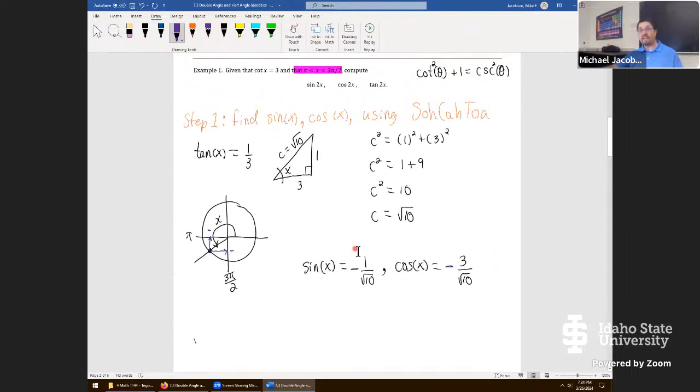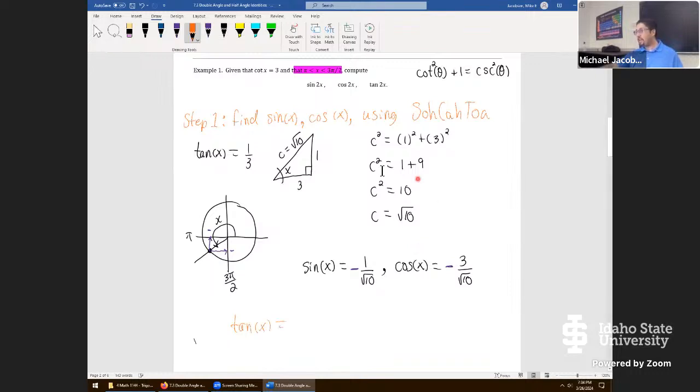But either way we do it, sine has to be negative 1 over root 10. Cosine has to be negative 3 over root 10. And when you do this much algebra, a really good idea is a really fast check. Recall tangent's supposed to be 1/3. Let's use these and see if we really get a third.